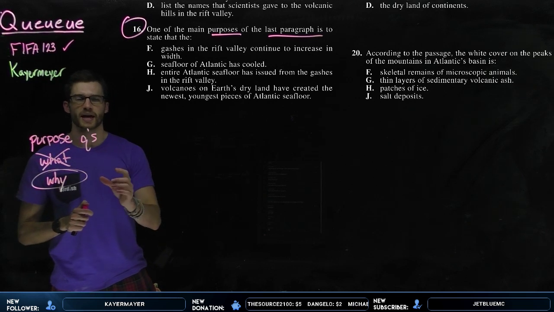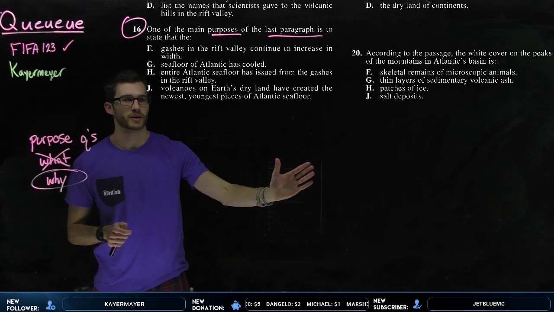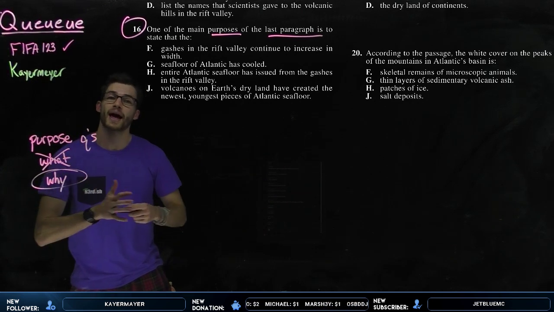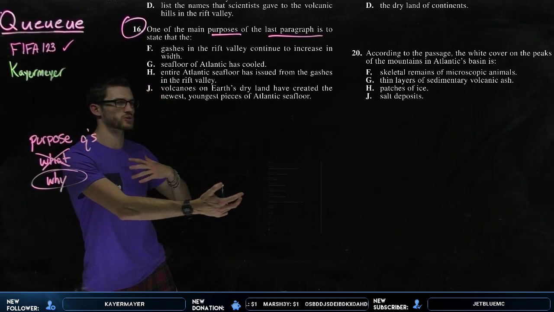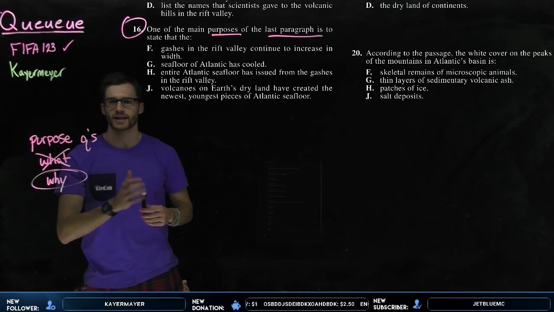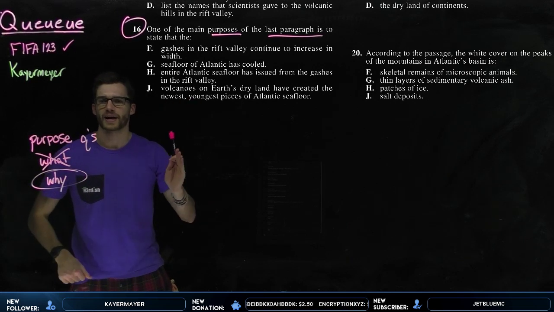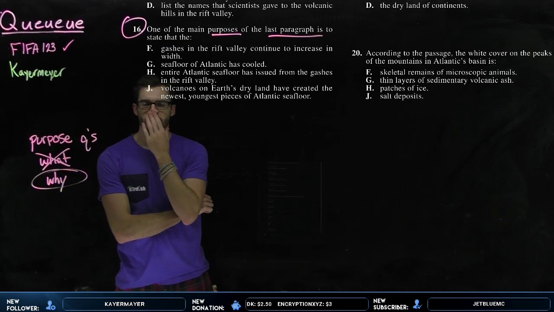Which means that whatever their purpose is, whatever the answer is here, has to be in line with the rest of the passage. It may be the main purpose of the passage. It could actually be something opposing the purpose of the passage because they're giving some sort of alternative view that they then dispute, something like that. So, F, and so we're thinking purpose, not what happened. Gashes in the Rift Valley continue to increase in width.